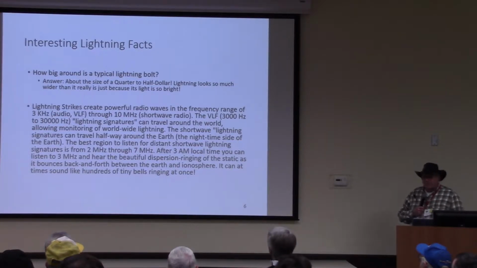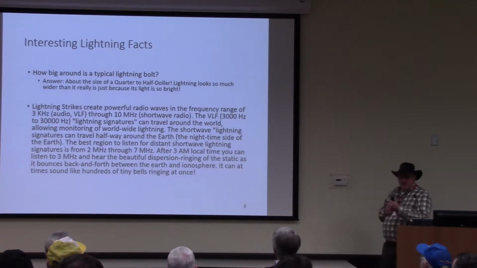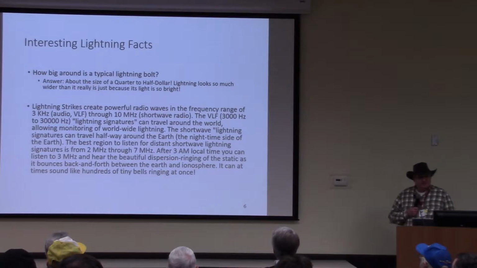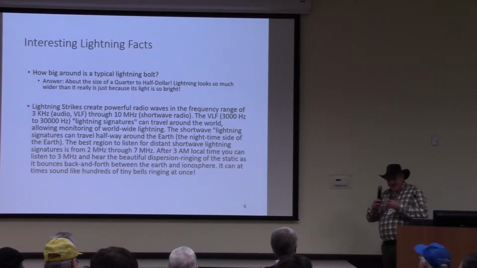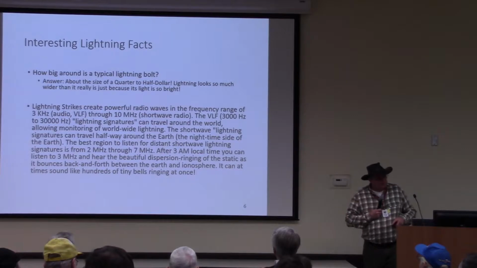How big around is a typical lightning bolt? We're talking about the main bright channel that I was showing you a few minutes ago. It's about the size of a quarter to a $50 bill, and it looks much brighter than that because of how bright the light is.